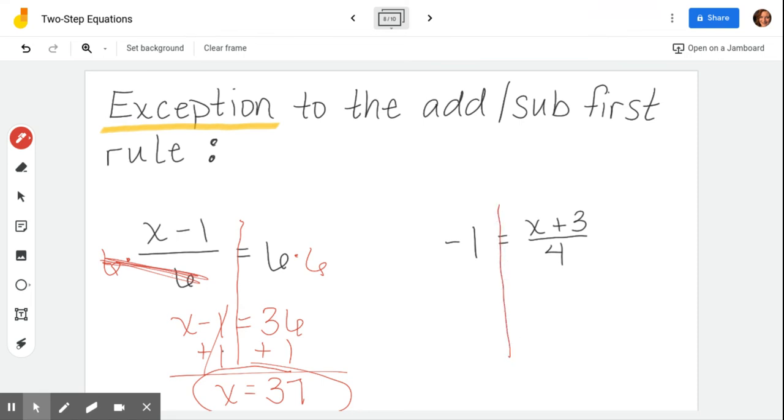Don't laugh at that. So on the right, I need to get it out of that fraction bar, right? So the opposite of dividing by 4 is multiplying by 4.